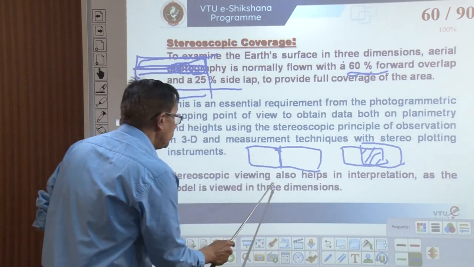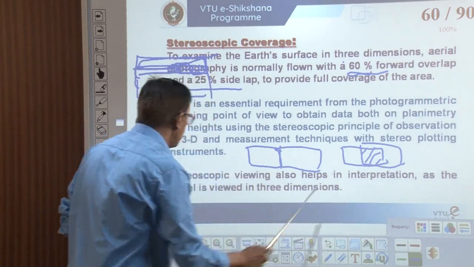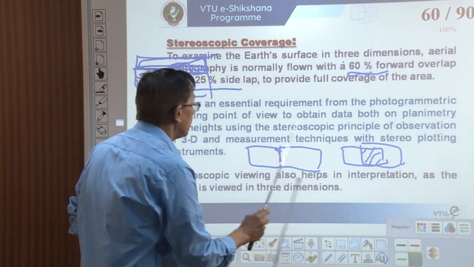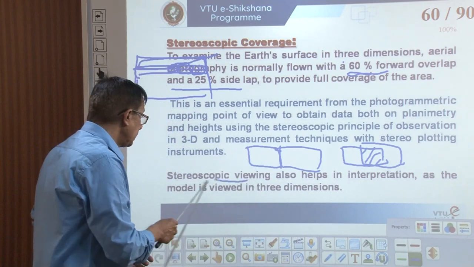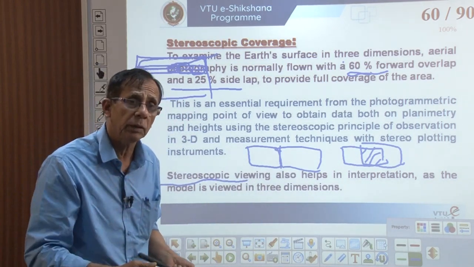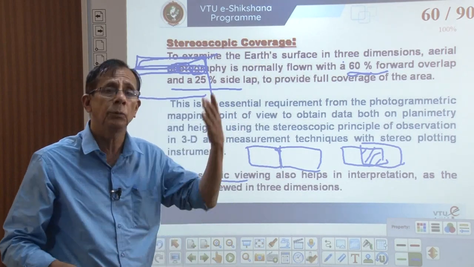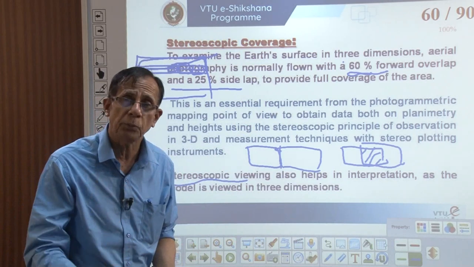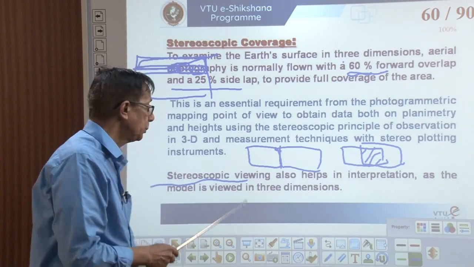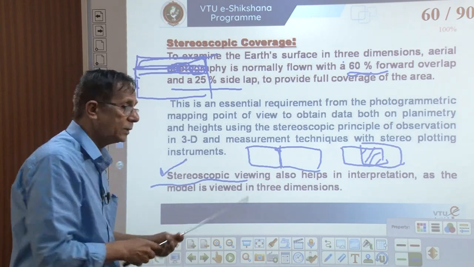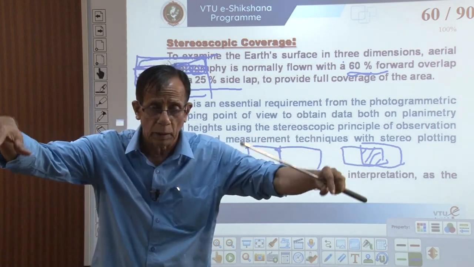Now, stereoscopic viewing also helps in interpretation as the model is viewed in three dimensions. Stereoscopic observation is important to observe three dimensions. When I have a three-dimensional elevation, such as a building elevation or a depression or valley, I should be able to quantify it. For that, a three-dimensional picture is required, and for that, stereoscopic viewing, that is, simultaneously observing an object.